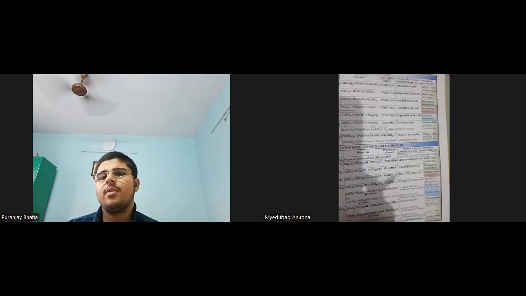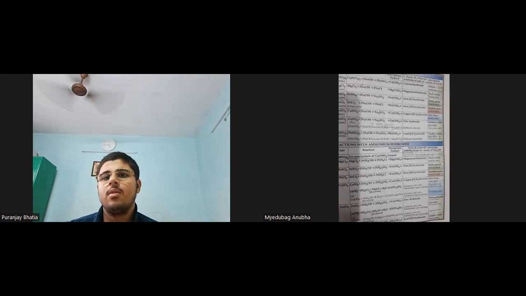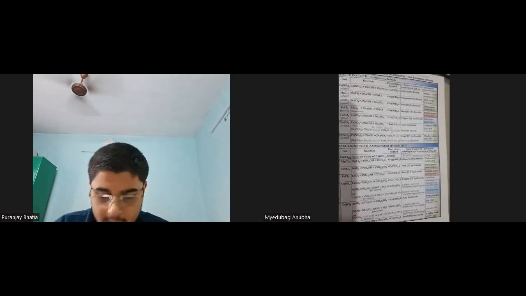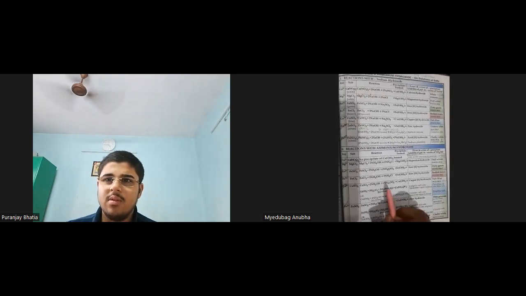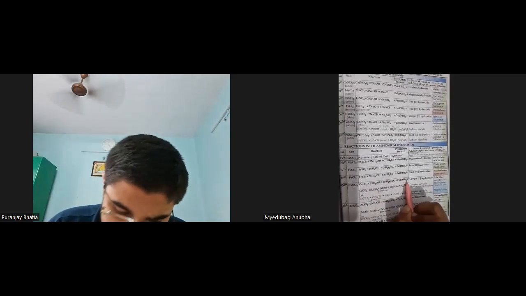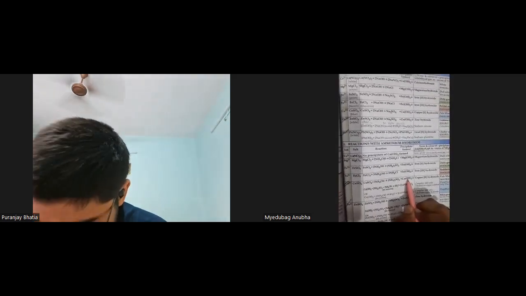The simple reason you can say is that copper hydroxide is the precipitate, which means the quantity of water has been reduced. So that's why the dark blue color is changing to pale blue.